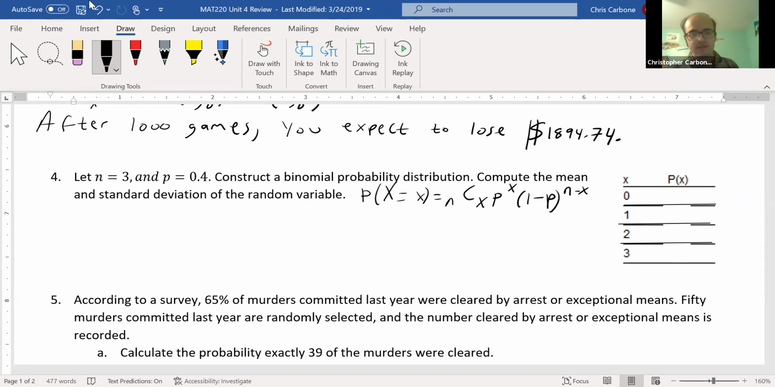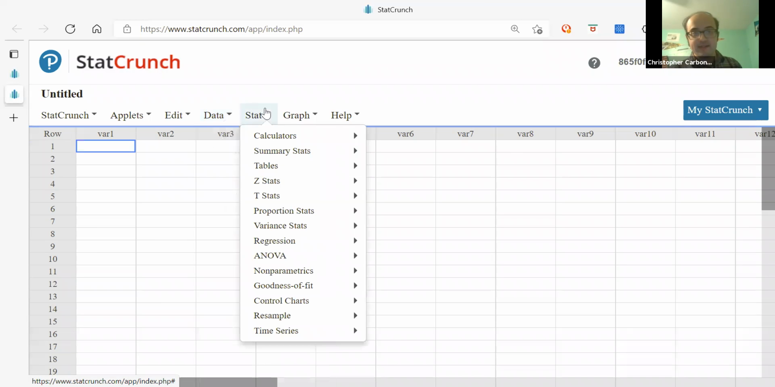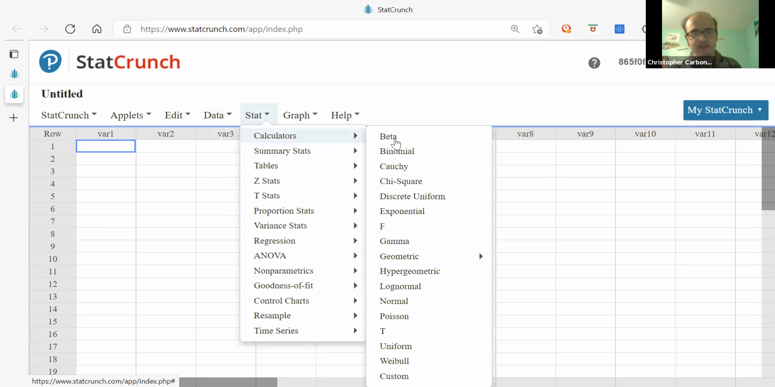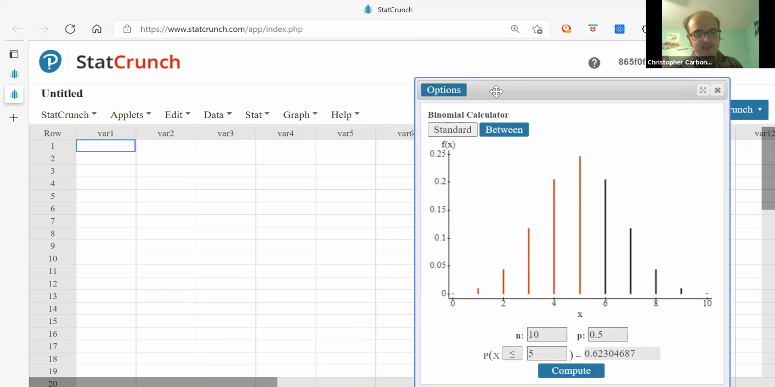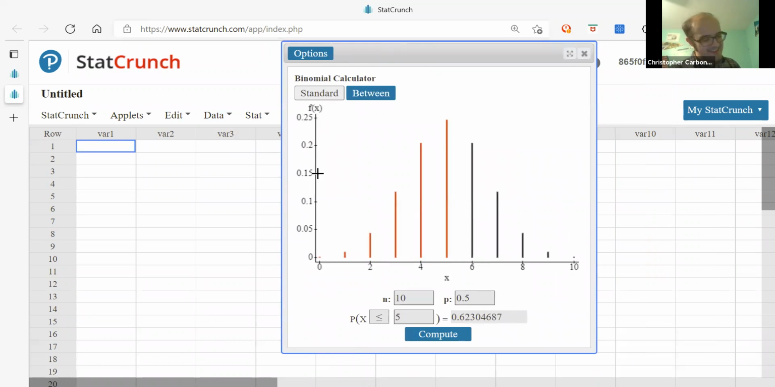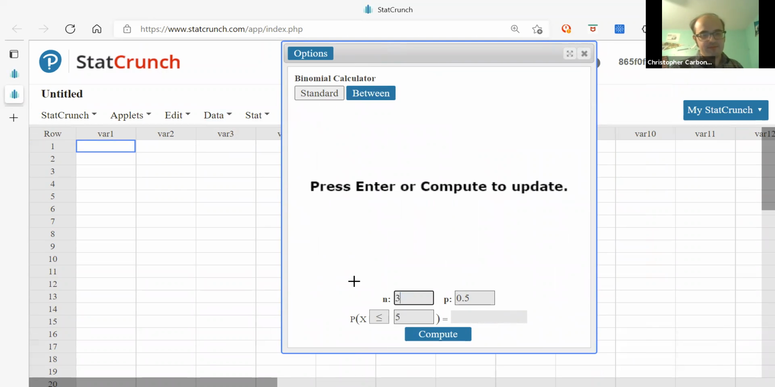this would be underneath Stat, Calculators, and then Binomial. Stat, Calculators, Binomial. And you'll have to do this each time, unfortunately. But what can you do? We have an n of 3, probability of success of 0.4.